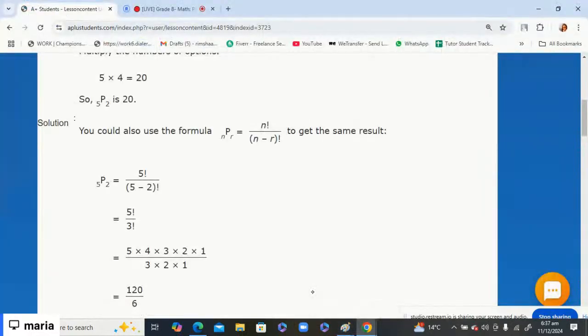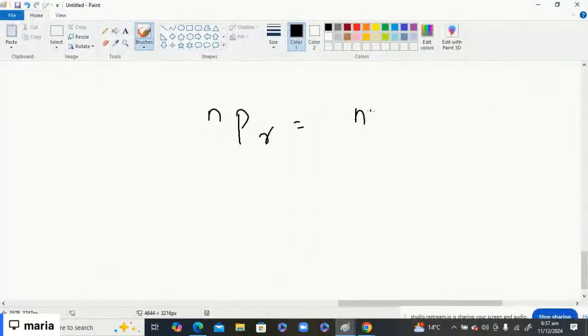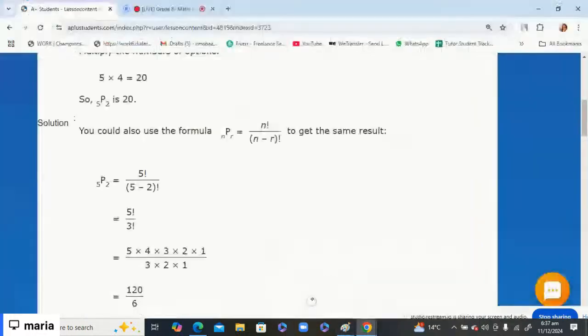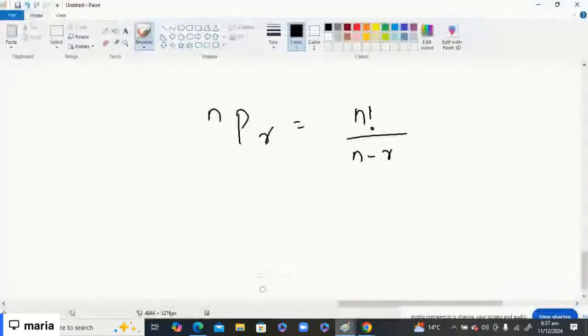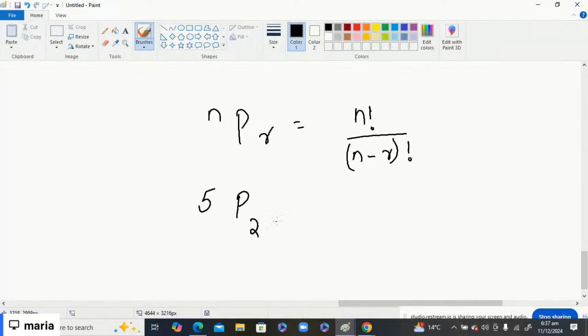So nPr is n factorial over n minus r factorial, and that is in the form of factorial. For example, if I tell you 5P2, what does it mean? It means 5 is your n, so 5 factorial over 5 minus 2 whole factorial. In place of r, this is 2. In place of n, that is 5.